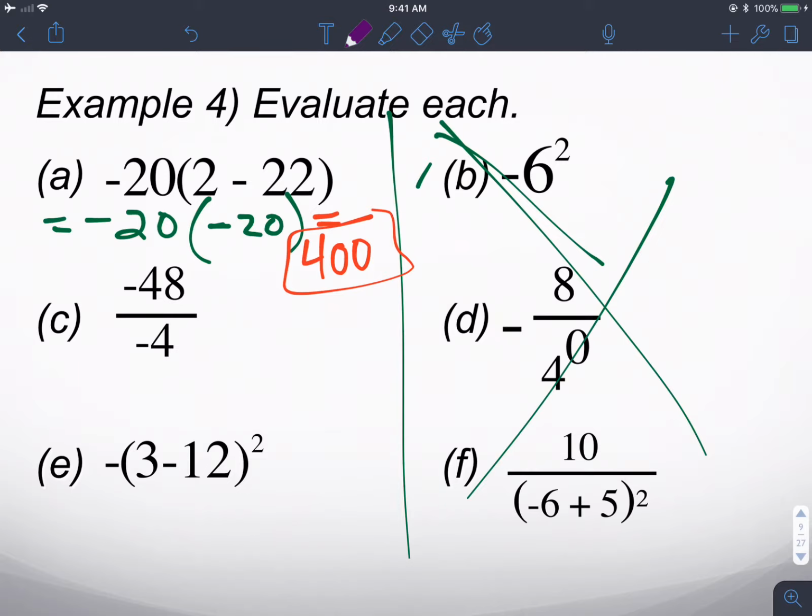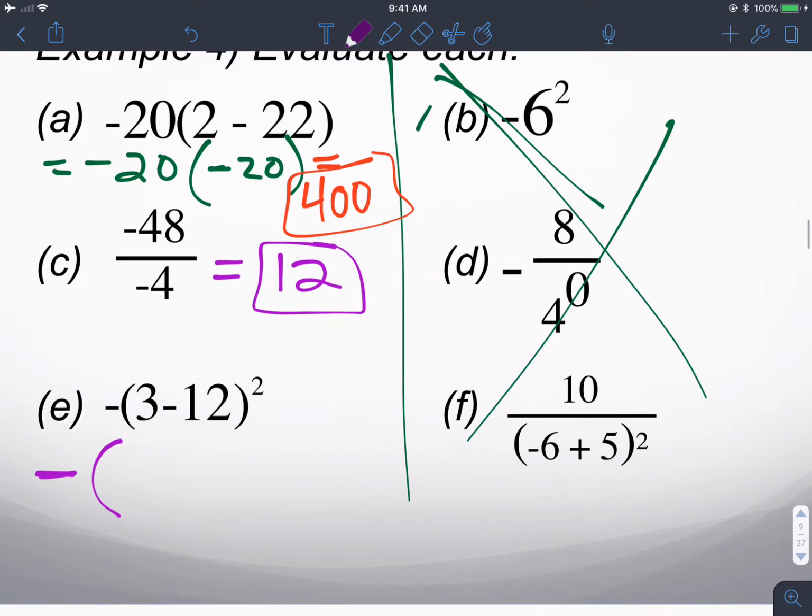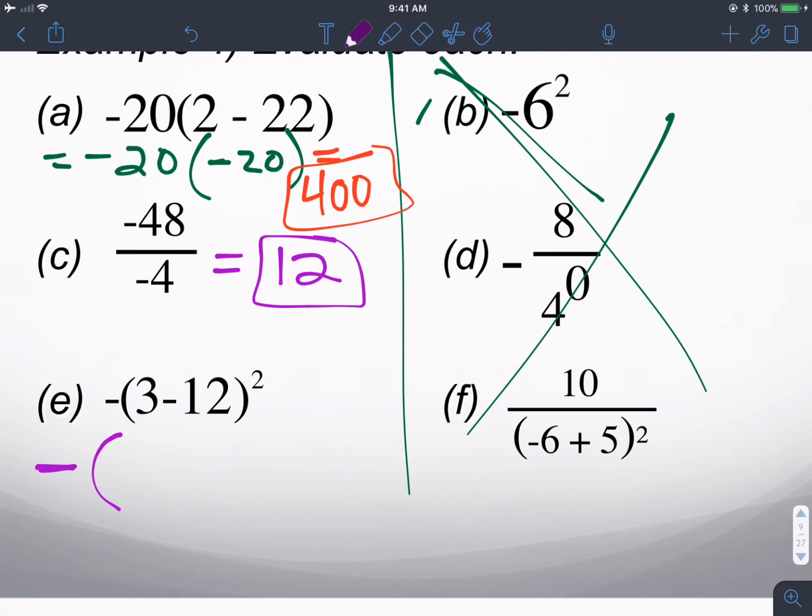A negative over a negative is a positive. 48 divided by 4. There you go. So it's the same rule for division? Same rule for division, yes. Positive 12. All right, and then down here, the parentheses, 3 minus 12. Negative 9. So we have negative 9 squared.